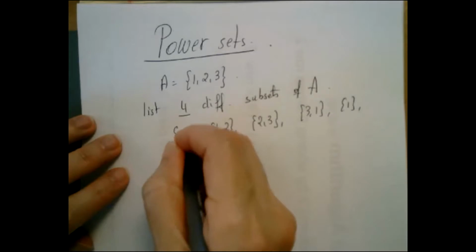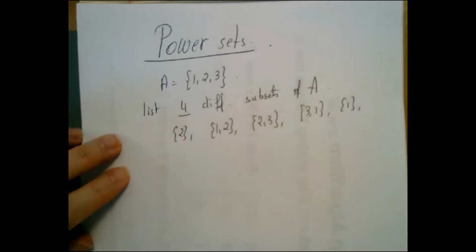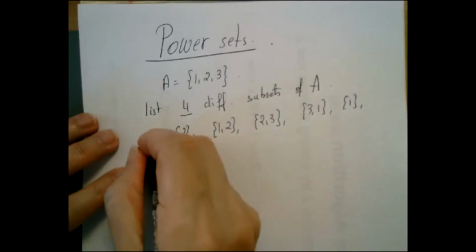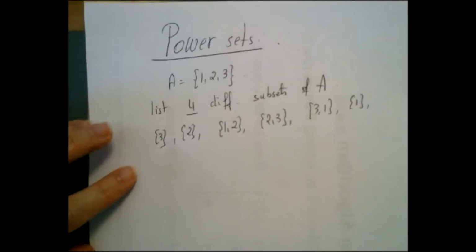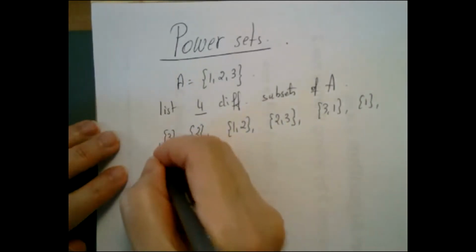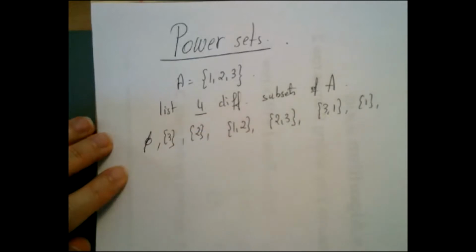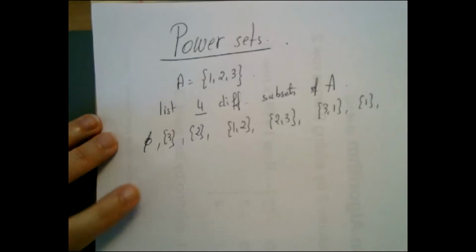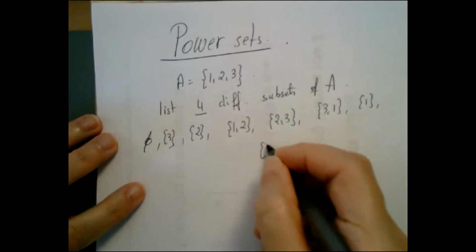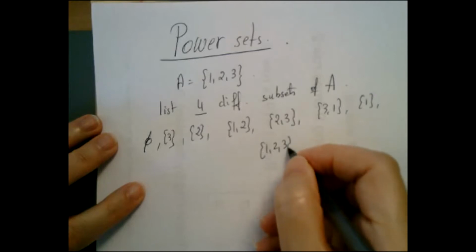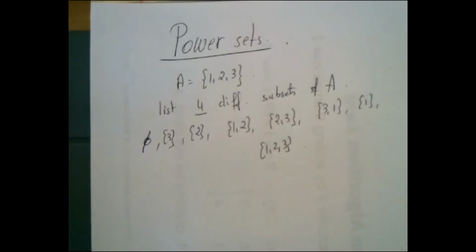We can have 2. That's a subset. We can have 3. That's a subset. We can have the one I told you to accept, the empty set. That's also a subset. Who can give me one more? The set containing 1, 2, and 3. Do you think there are any other ones?